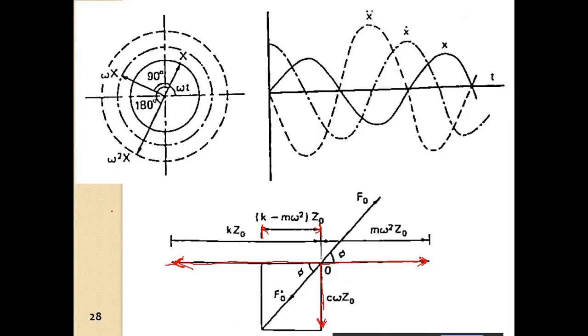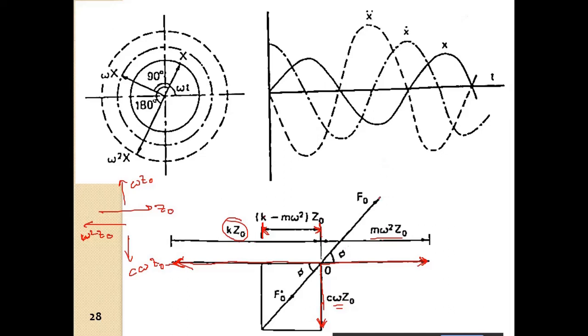Okay, so if you remember, we had the displacement in this direction. Opposite to that we have the spring force, and we have the acceleration in this direction, omega square z naught. Opposite to that we have the inertial force, and the difference of the two is k minus omega square into z naught, that is k z naught minus omega square z naught. We have the velocity in the upward direction, omega z naught, so we have the force in the downward direction, c omega z naught. So we have this force.